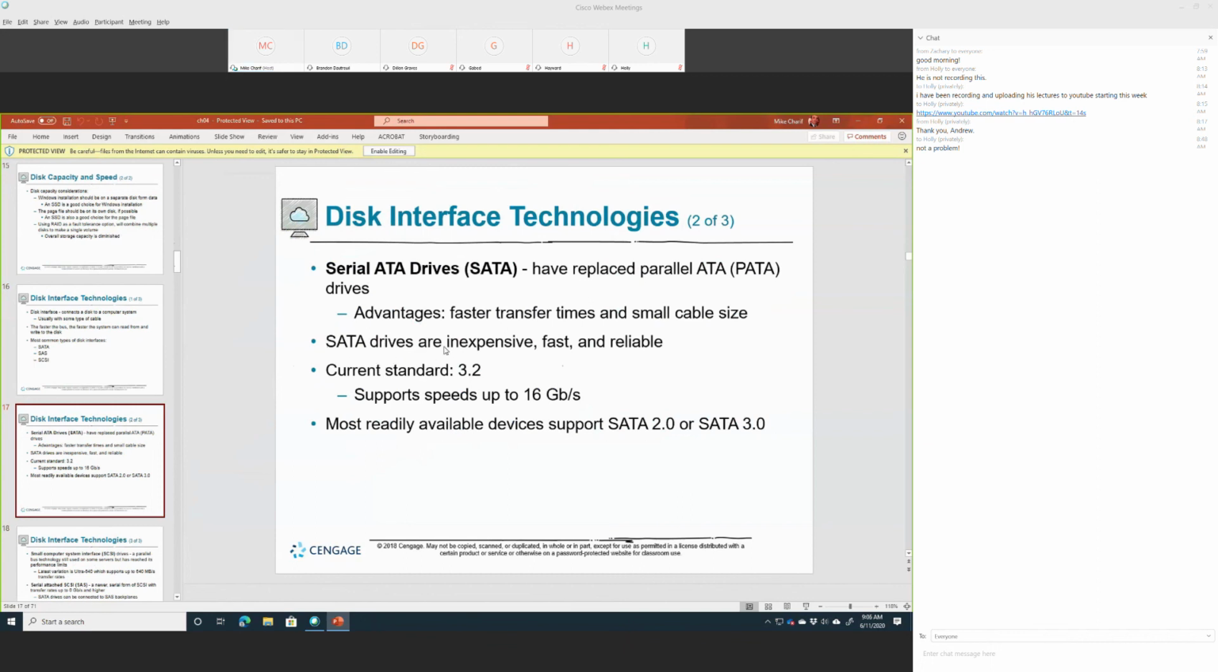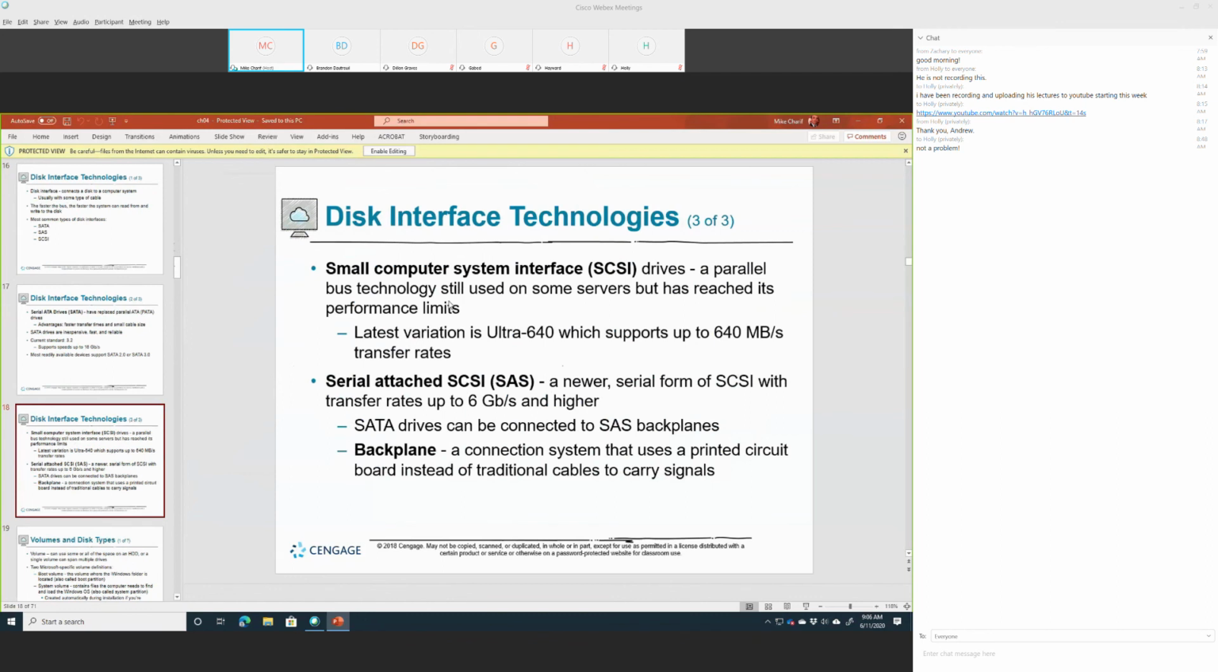SATA drives are inexpensive, fast, and reliable. And they use the standard 3.2, which supports speed up to 16 gigabit. Okay, you need to be careful: gigabit per second, not byte, bit per second. Most readily available devices support SATA 2.2 or SATA 3.0. I think they have a table about all the SATA versions and the transfer rate for them. Any questions about this at this point?